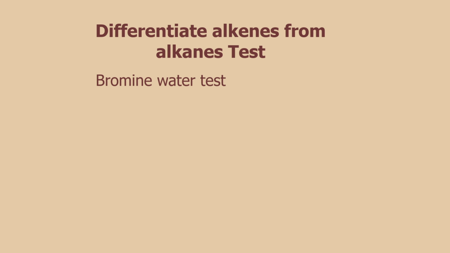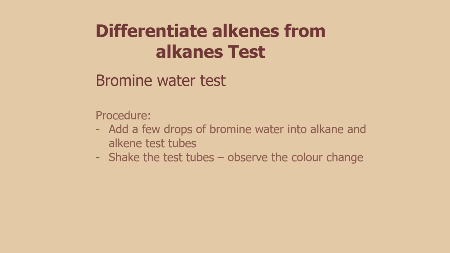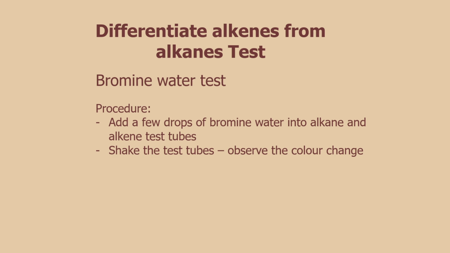Test to differentiate alkanes from alkenes. The most common test to distinguish alkanes from alkenes is the bromine water test. How to do the bromine water test? The procedure is: add a few drops of bromine water, Br2 in water, orange or brown in color, to separate test tubes containing the alkane and alkene. Shake the test tubes and observe the color change.